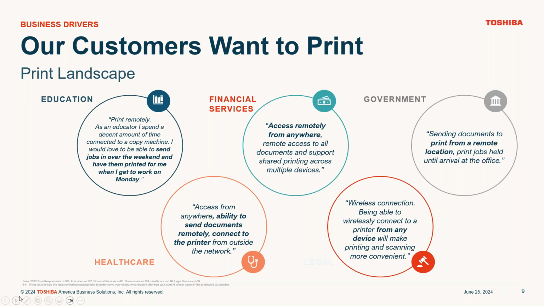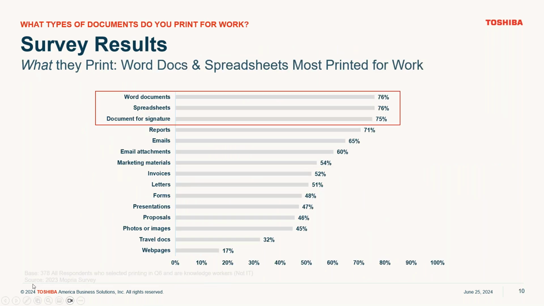And so we started to hear all of these trends. Customers want to print, but they're finding difficulty in being able to print. Now we dug in a little bit more and we said, what are our customers primarily printing? They're printing Word documents, spreadsheets, so office documents, right? And documents that still require some type of electronic or physical signature, something that needs to be routed around through the organization.